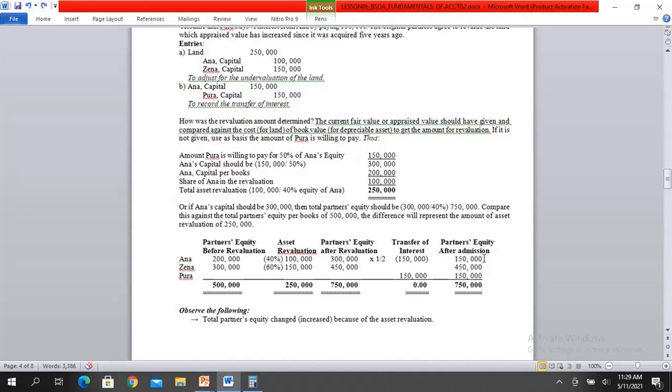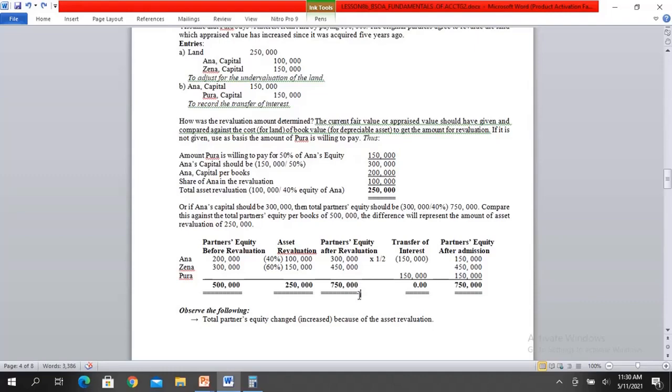So, magkano yung total ng partner's equity before and after admission? 500,000 yung partner's equity before yung admission and revaluation. Naging 750,000 after nung admission and revaluation. So, 750,000 less 500,000, yun yung 250,000 na asset revaluation. Ayan. So, ganun lang siya, guys.